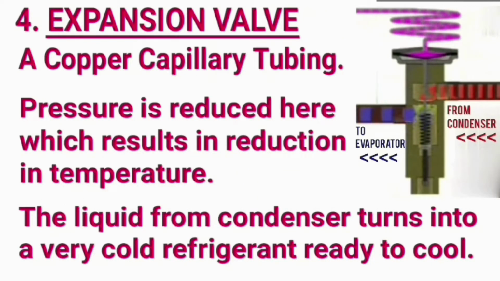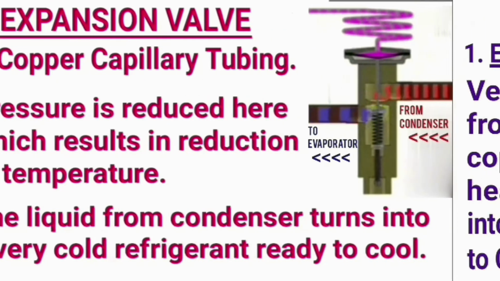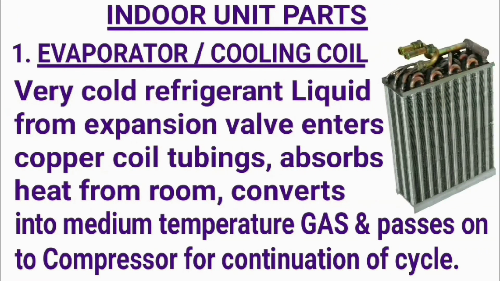Expansion valve is a copper capillary tubing. Pressure is reduced here, which results in reduction in temperature. The liquid from condenser turns into a very cold refrigerant ready to cool. Evaporator. Very cold refrigerant liquid from expansion valve enters copper coil tubings, absorbs heat from room, converts into medium temperature gas and passes on to compressor for continuation of cycle.